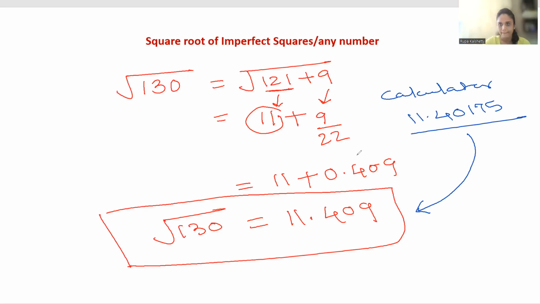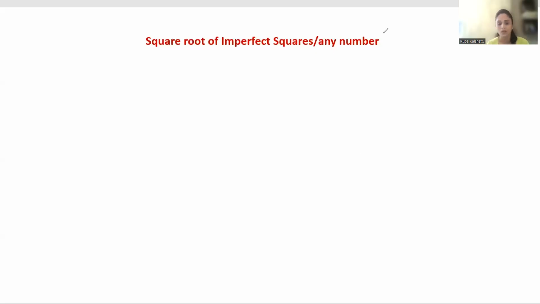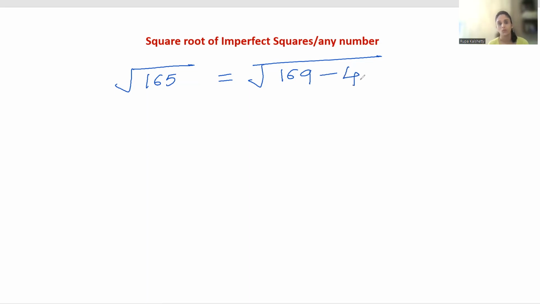Let's find one more square root of an imperfect number. Let's take the root of 165. There are two ways to do this. One is to write the number in terms of a perfect square and an additional remaining number. And this is how we find it by using the difference. We know that the closest perfect square to 165 is 169, which is the square of 13, and minus 4 we can write. So we get 165 written as 169 minus 4.